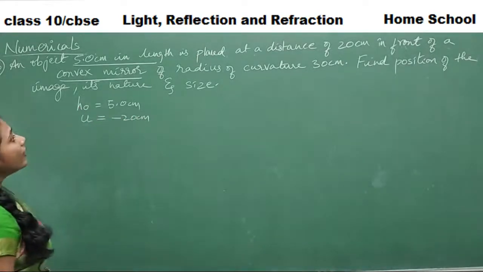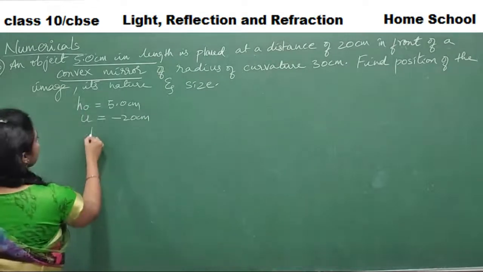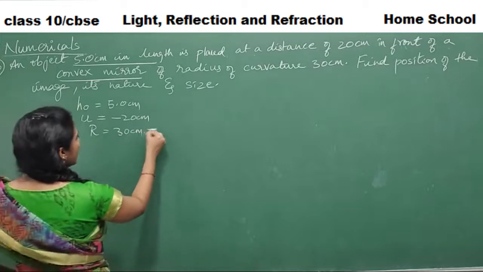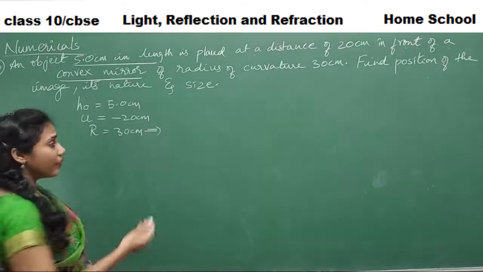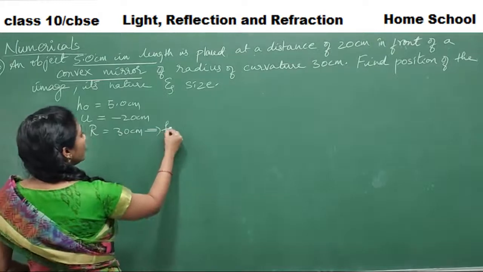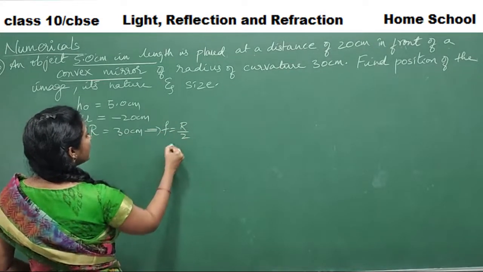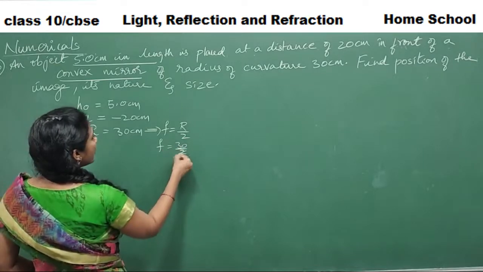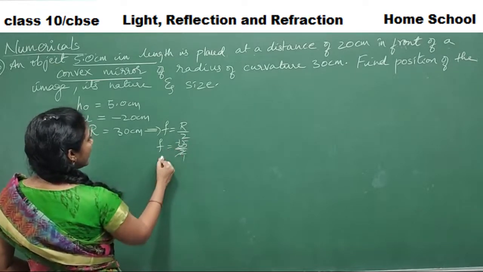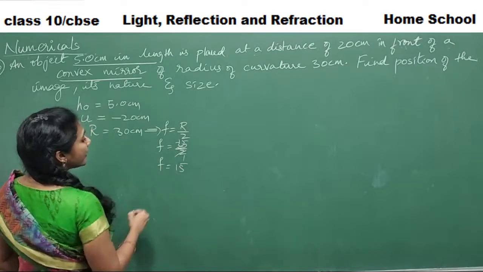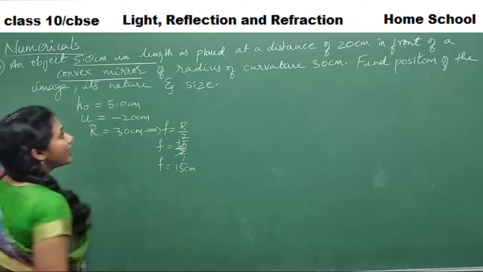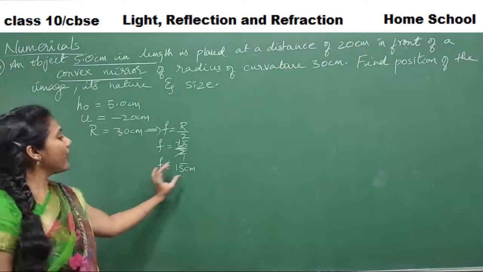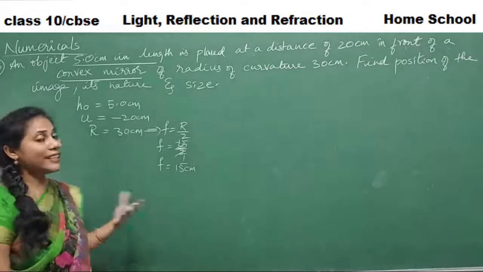The radius of curvature is given, guys. R is given, that is 30 centimeter. When R is given, can't you find out the focal length? So F is equal to R by 2, right? So F is equal to 30 by 2. So F is equal to 15 centimeter you will get. And for the convex mirror, what is the value of F? Is it a positive value or a negative value?